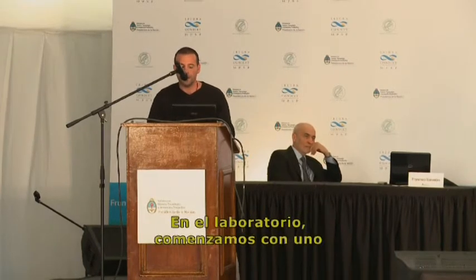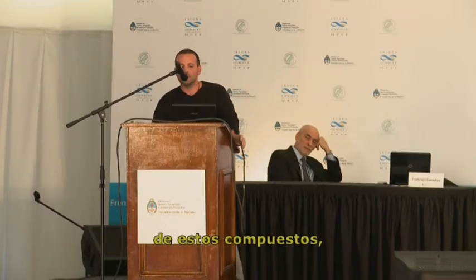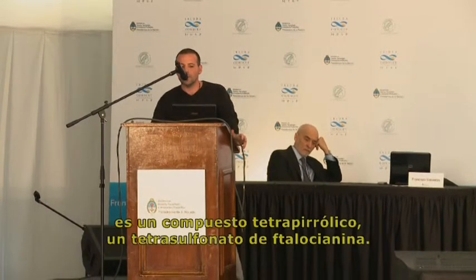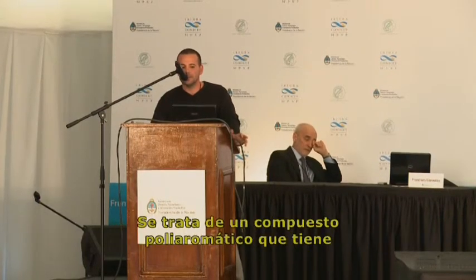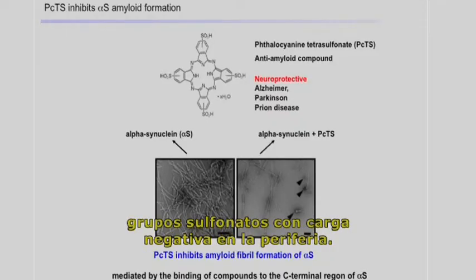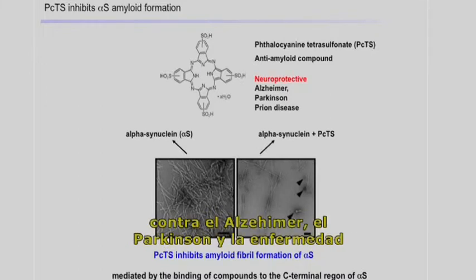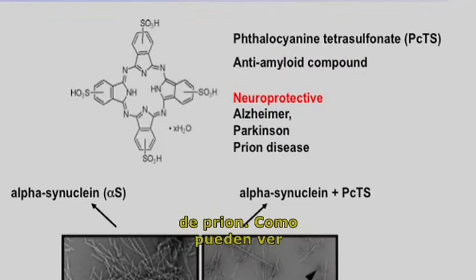So we started by working with one of these compounds in the laboratory, a tetrapyrrolic compound, phthalocyanine tetrasulfonate. It's a polyaromatic compound that has negatively charged sulfonate groups in the periphery, and this compound has been shown to be neuroprotective against Alzheimer's, Parkinson's, and prion disease.